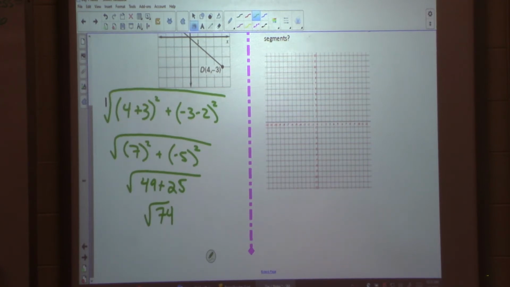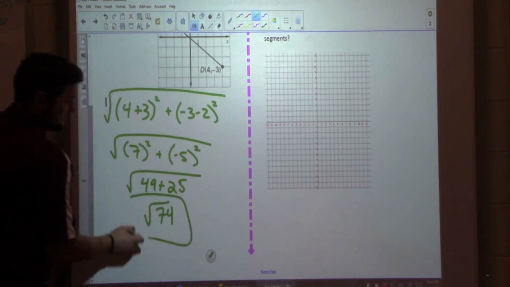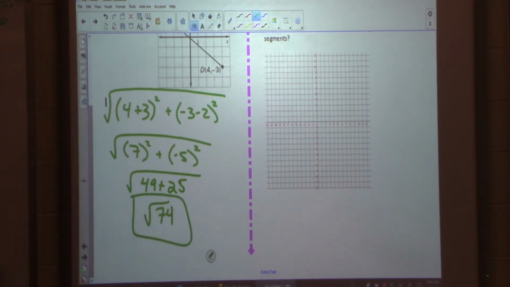Have you tried it? Or are you just guessing? See, now you're just guessing still. No. There are no perfect squares going into square root of 74. So that's just my answer. Okay?